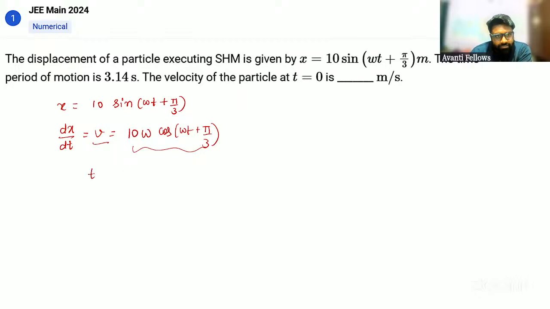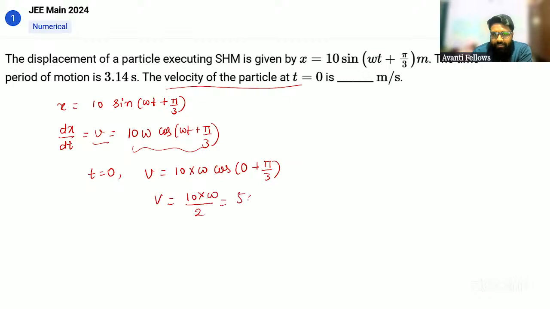Now put t equals 0 because we have to calculate the velocity at t equals 0. So you will see that v will become 10 into omega cos(omega into 0 plus pi by 3). Now cos pi by 3 is nothing but 1 by 2. So it is 10 omega by 2, which is 5 omega.